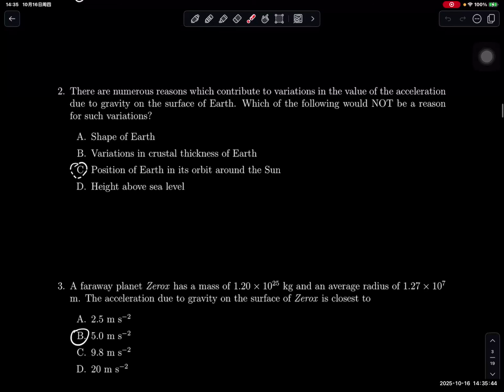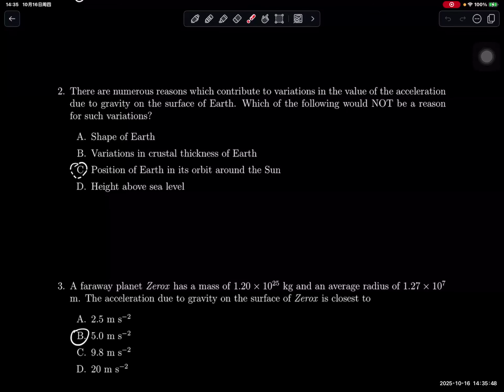Question 2: there are numerous reasons which contribute to the variations in the value of the acceleration due to gravity on the surface of Earth. Which of the following will not be a reason? So the correct answer is C, because the position of Earth in its orbit around the sun has nothing to do with the gravitational acceleration that we experience on the surface of Earth.